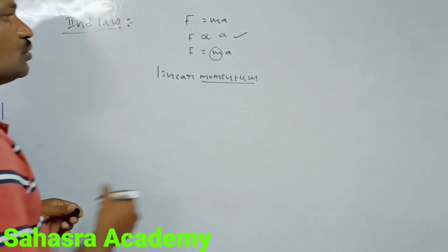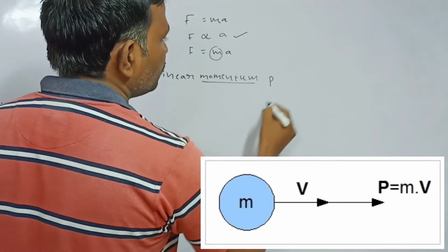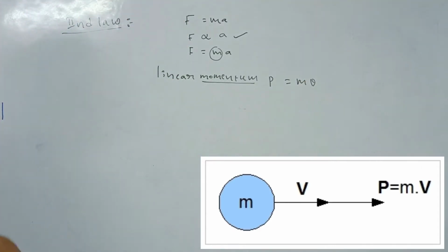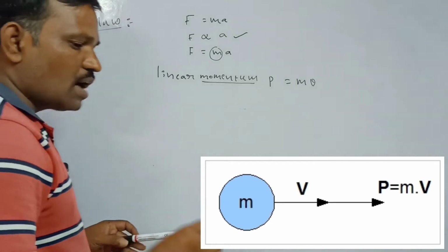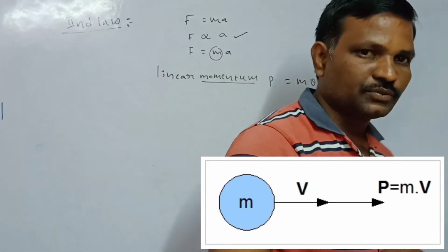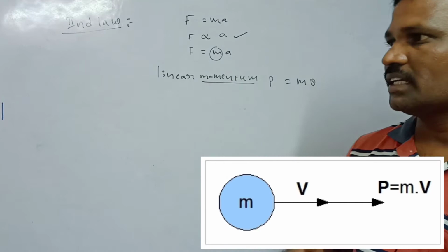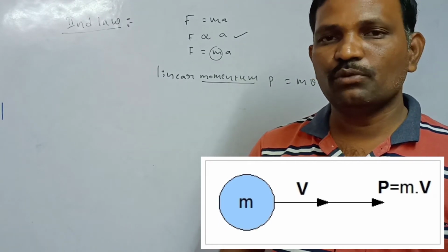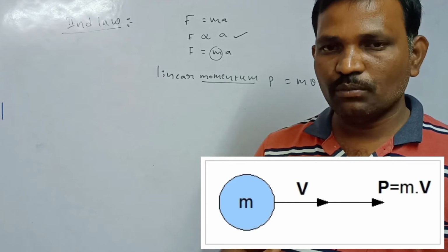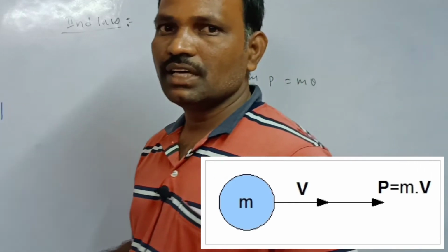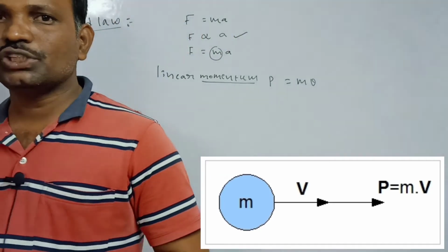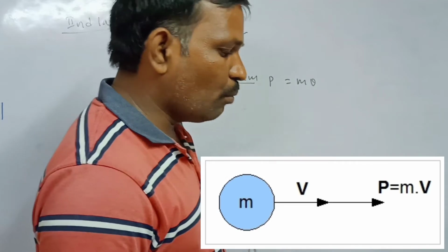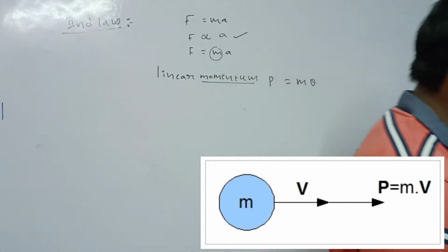Linear momentum. We can represent momentum with P equals mv. Then what is momentum? Mass in motion is called momentum. For example, I have some mass. I stand like this, I don't have any momentum because I have only mass. Suppose I am walking like this, then what happens? I am in motion, my mass in motion. When mass is in motion, then it has momentum.